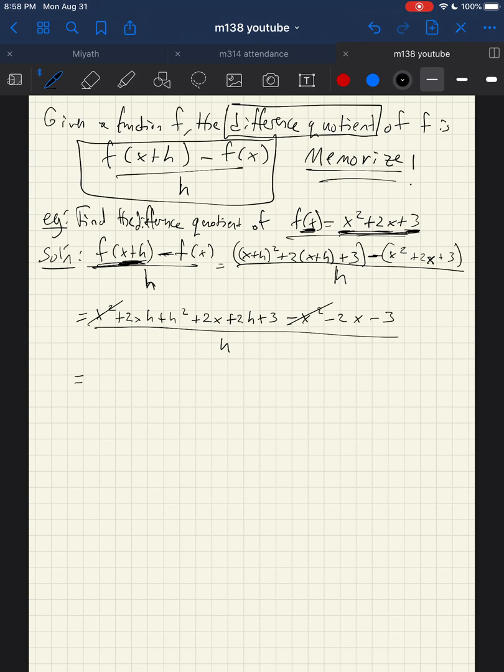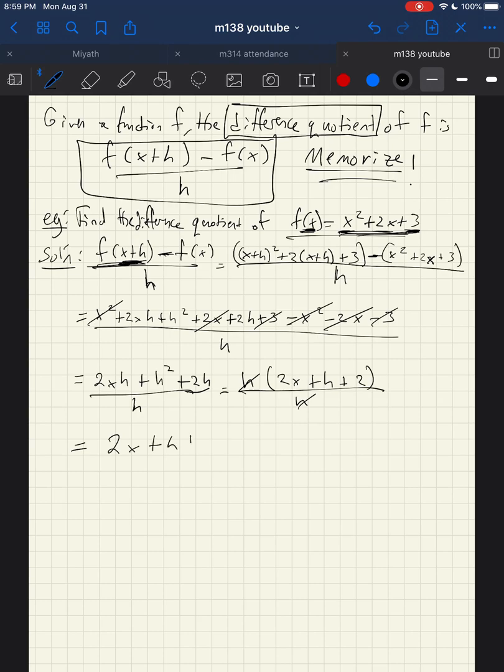We saw that 2xh and h squared and 2h didn't cancel with anything, but let's just wait. Plus 2x cancels with minus 2x, plus 3 cancels with minus 3, and now I just write down what's left, and I have 2xh plus h squared plus 2h, all divided by h. And now you see why it was so important that we had this h. Let's factor an h out of the numerator, and I have h times 2x, the h squared becomes just h now, plus 2, and I'm going to divide by h. These h's cancel, and my final answer is 2x plus h plus 2.